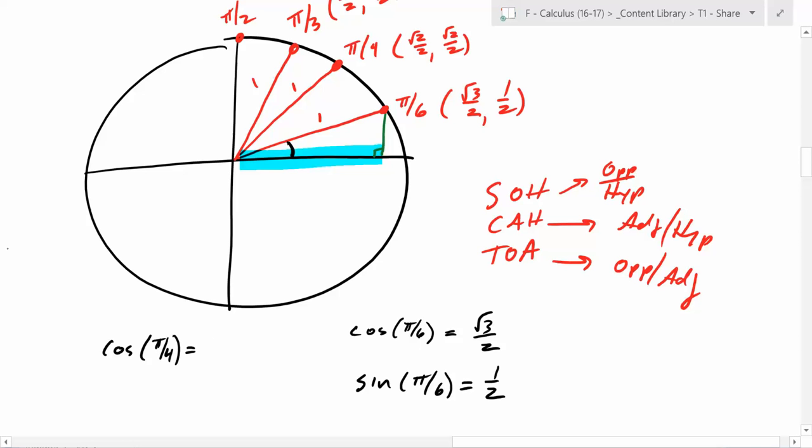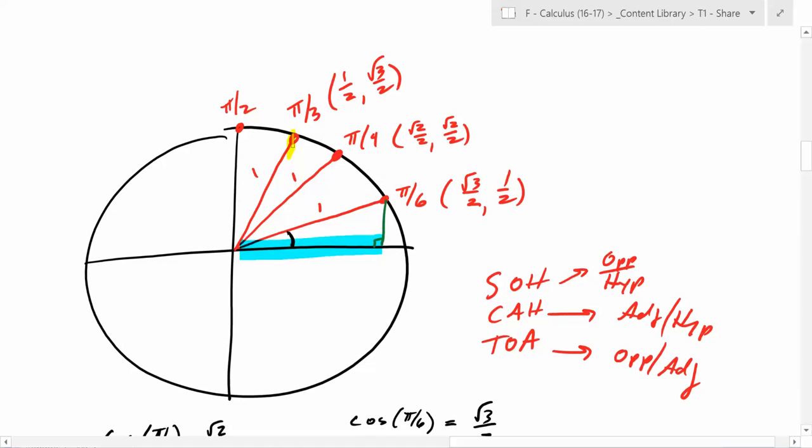This should be instantaneous. All of you, if this isn't instantaneous, study your trig or it's going to come back to haunt you. What is it? Root 2 over 2. And what's sine of pi over 4? Root 2 over 2. Yes. Do you understand where these are coming from, everybody? Do you see the triangles that are there?